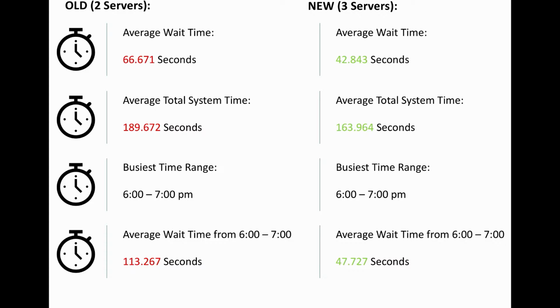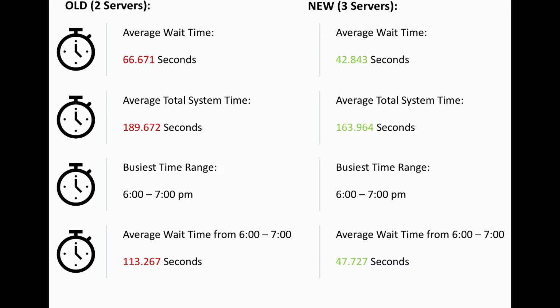for adding an extra server, it would be very beneficial to bring in a temporary employee from 6 to 7 for 1 hour. The average total time in the system and the average wait time don't decrease by that much overall, but the average wait time from 6 to 7, the busiest time period, decreases a lot. So really our main final point is that hiring somebody for that 6 to 7 period would be very beneficial for Qdoba with their service times, and that could lead to higher revenue and better customer satisfaction.